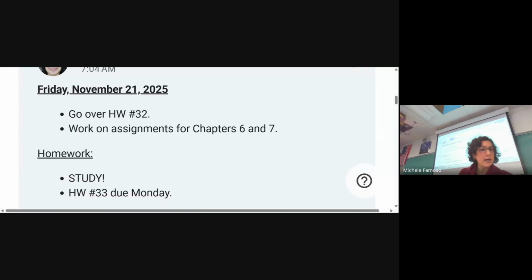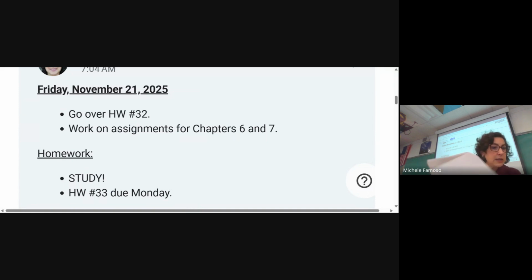Let's look at the evens, shall we? Number 58. Part A is negative 6x. Part B is potential energy is negative 6x plus 24. Part C, the potential energy is negative 6x plus 50.